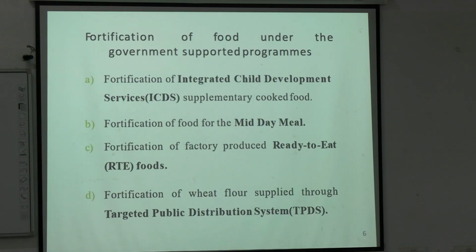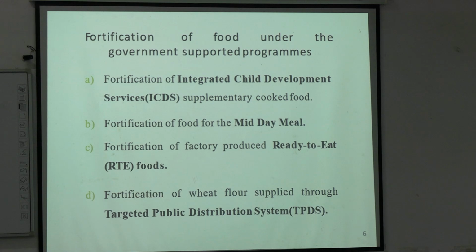Again, as per the Indian government, what we are doing now is fortification of ICDS services, supplementary cooked food. If you go to an Anganwadi, you'll see that there's supplementary cooked food there. Also fortification of food for the midday meal program, fortification of factory produced ready to eat foods, and fortification of wheat flour supplied through the targeted public distribution system. That is basically your ration cards. So these are the ways in which the fortification of food takes place in the government system.